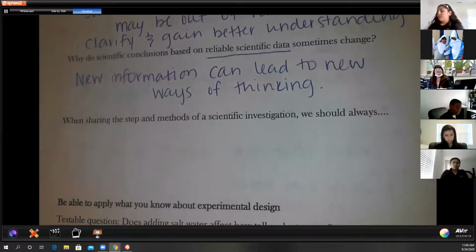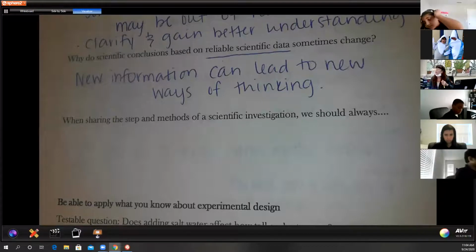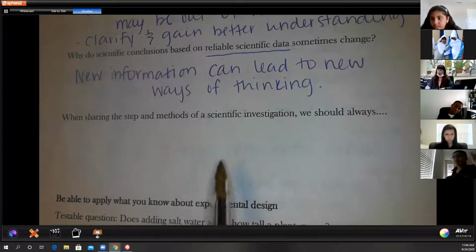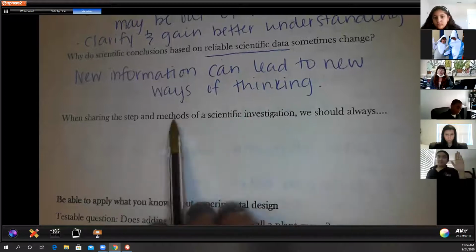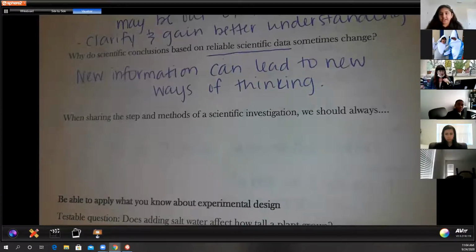When sharing the steps and methods of scientific investigations, we should always... Well, how should we share our steps to scientific investigations? Think about the peanut butter and jelly. When I'm sharing directions for a scientific investigation, I want somebody other than Om or Kavar. Go ahead, Samyukta. We should always have accurate data.